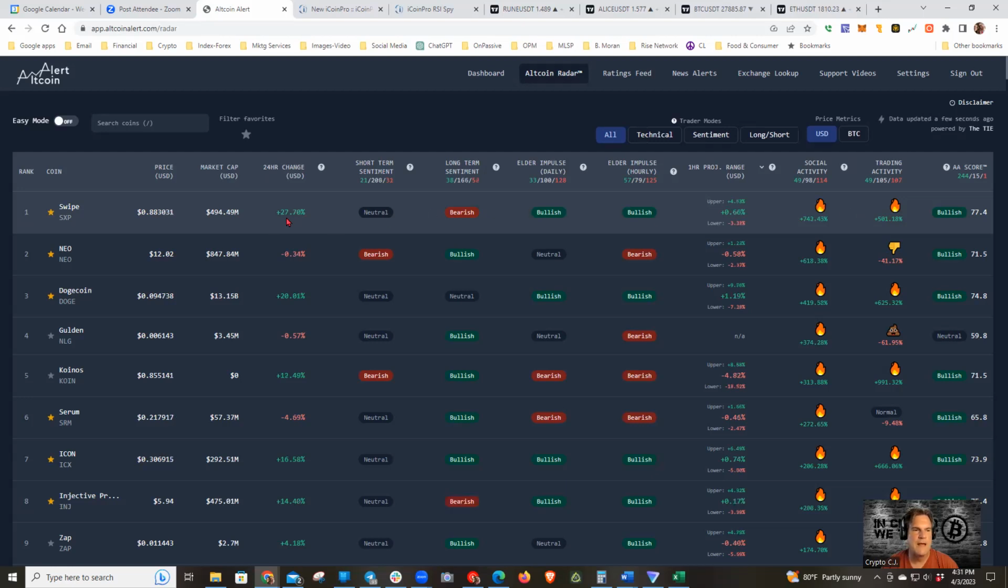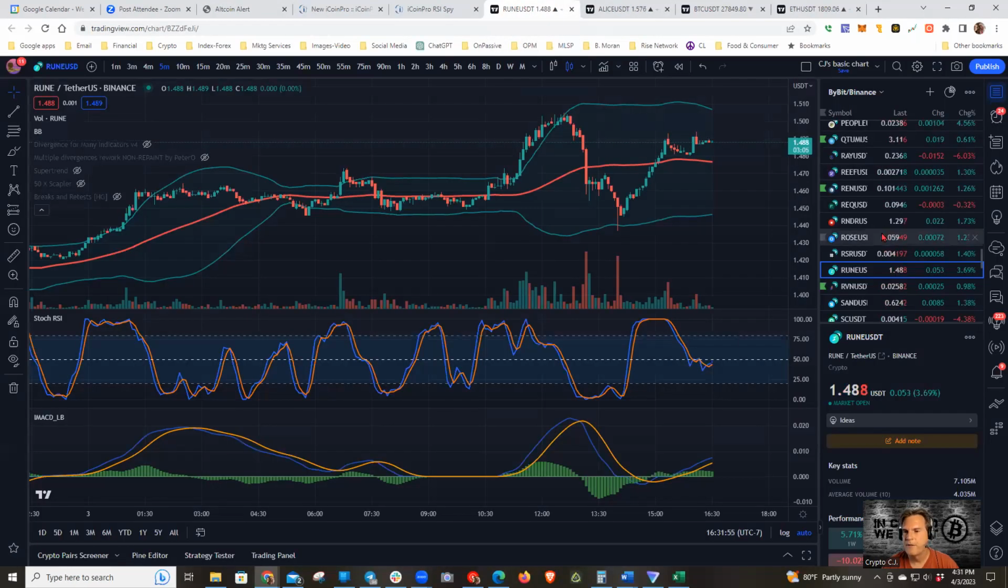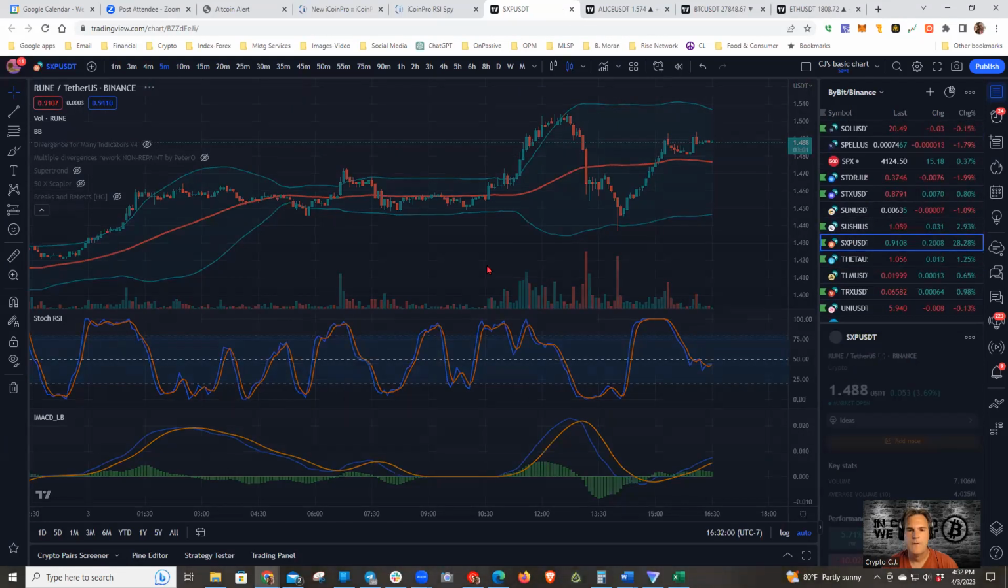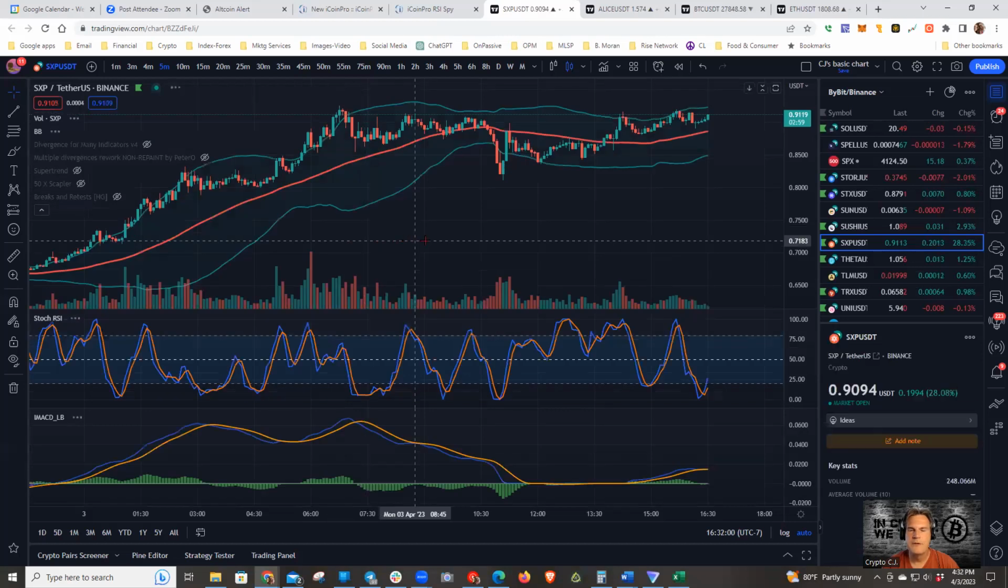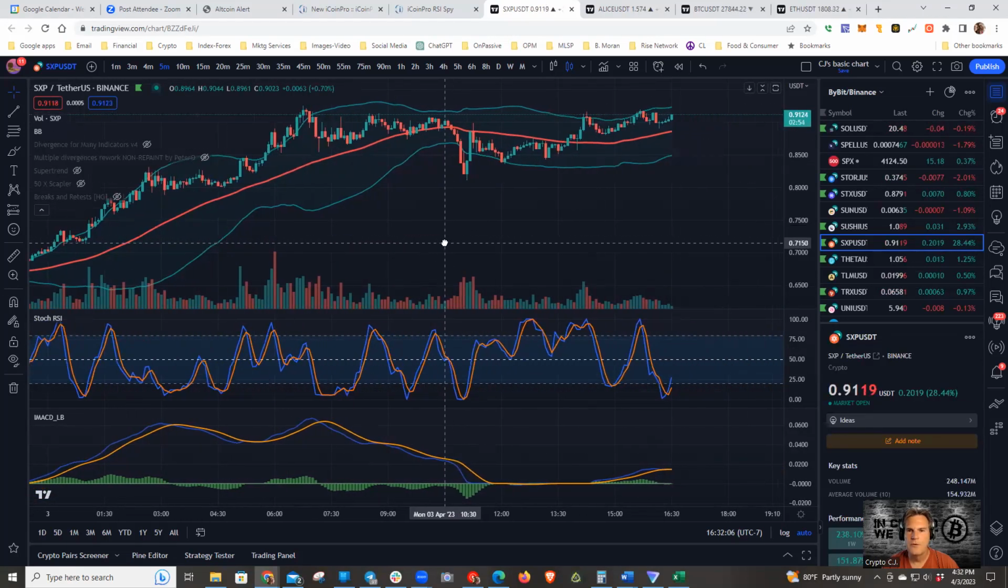So SWIPE comes up. I think it's called SXP now, actually, but a big move today, and this one's been pumping the last few days. So I had that one up. All right, on the 5-minute chart, again, I don't really see a good entry.